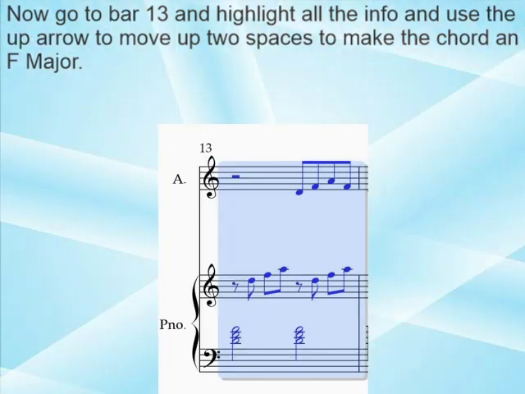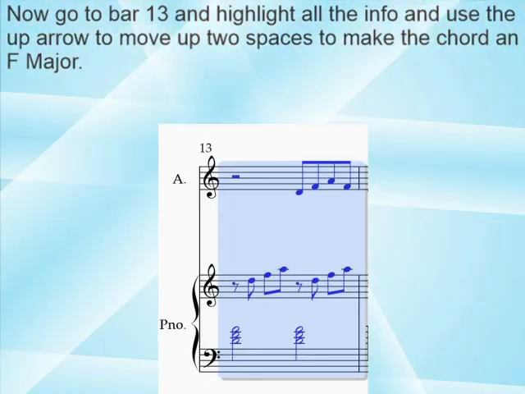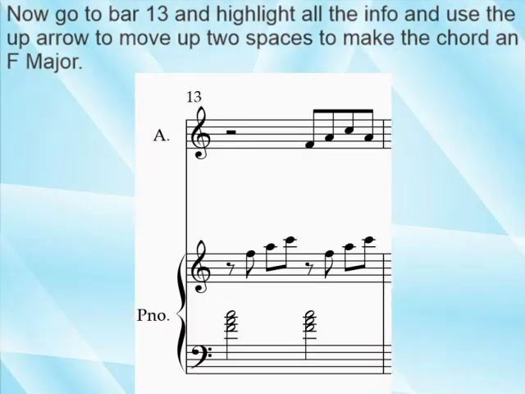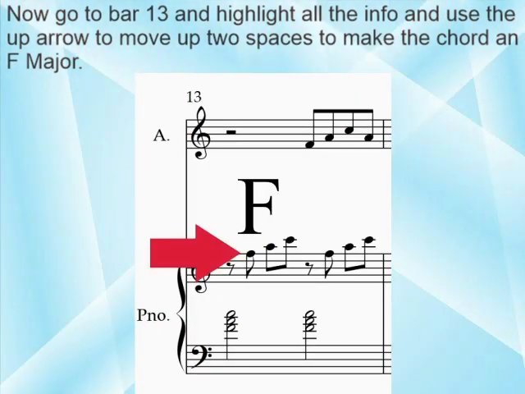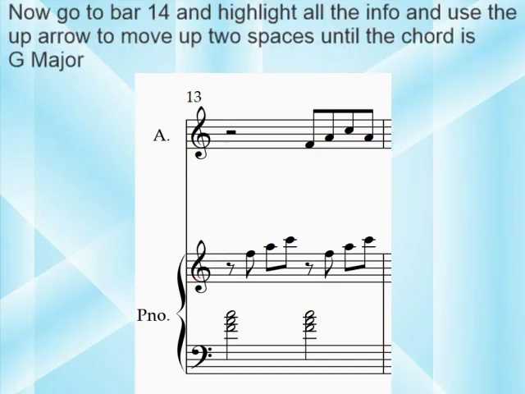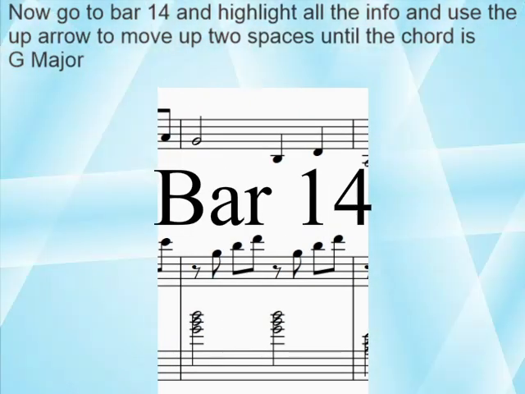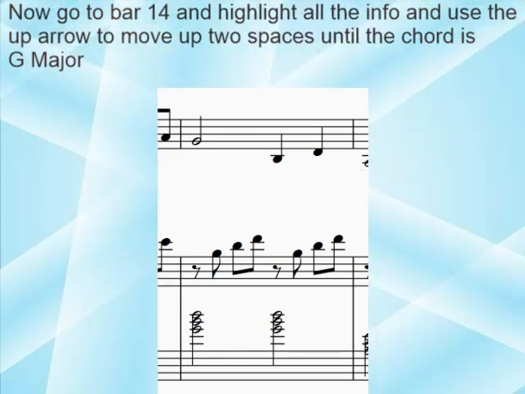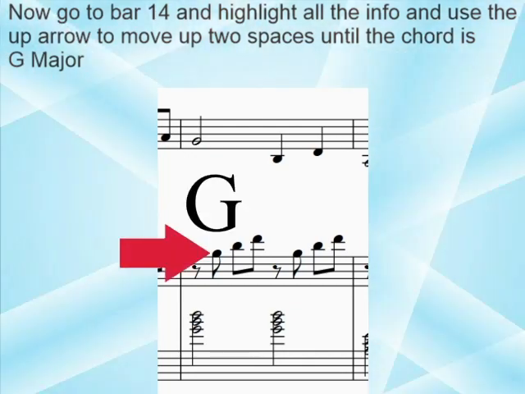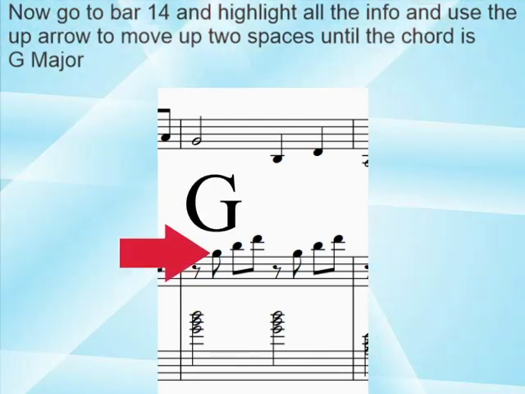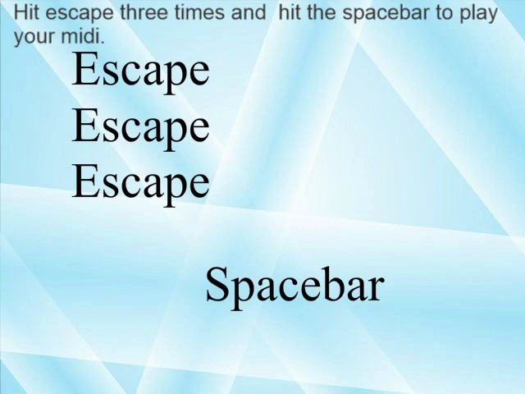Now go to bar 13 and highlight it all, the info, and use the up arrow to move up 2 spaces to make the chord an F major. Now go to bar 14 and highlight all the info and use the up arrow to move up 2 spaces until the chord is a G major. Hit escape 3 times and hit the spacebar to play your Midi.